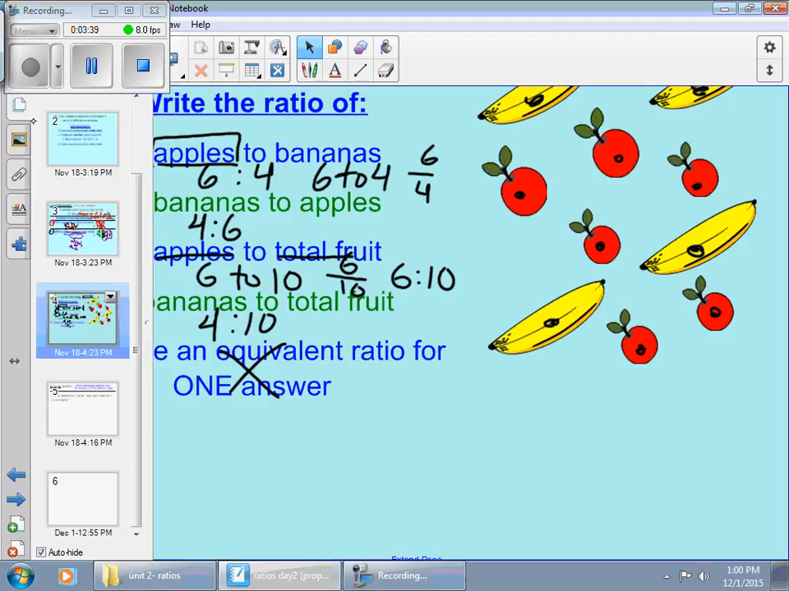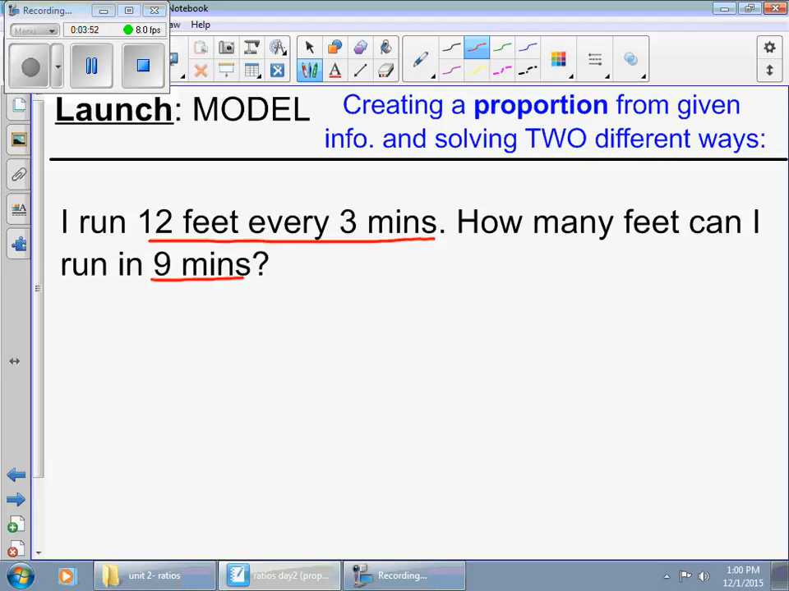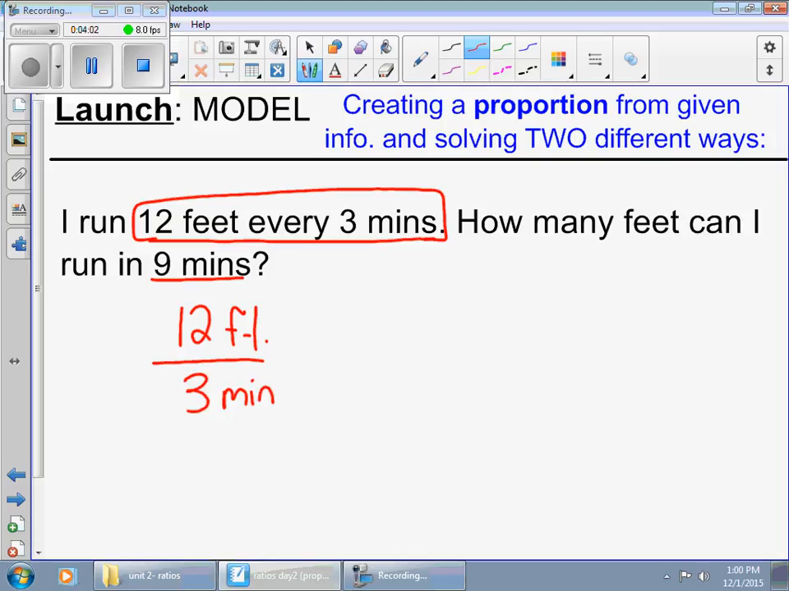So the last thing that we're going to look at today is how to create a proportion from given information and solve it using 2 different strategies. So here I see I run 12 feet every 3 minutes. How many feet can I run in 9 minutes? Well, this information, 12 feet every 3 minutes, that's a rate. So I'm going to set that up as a ratio. 12 feet every 3 minutes. So a ratio, remember, is comparing 2 different quantities with different units.